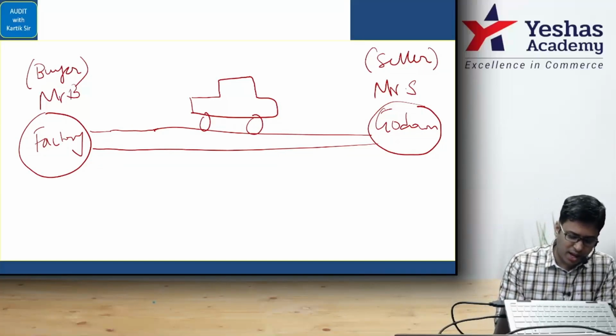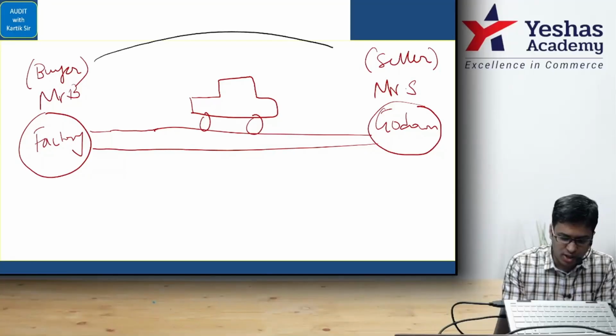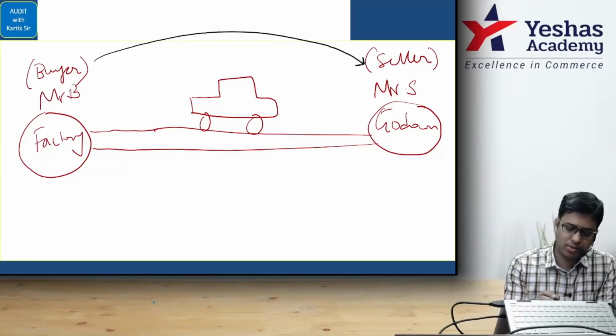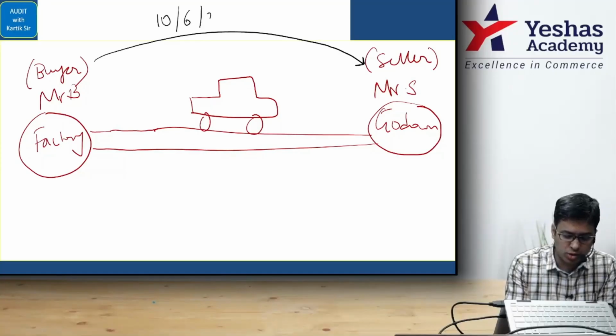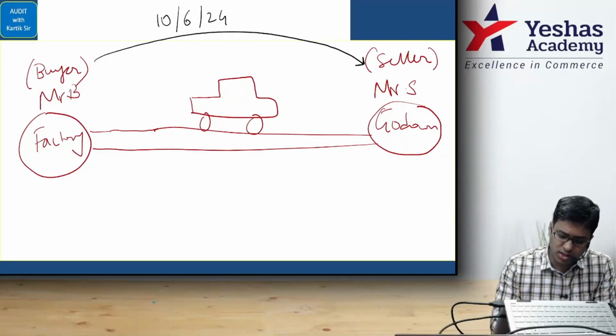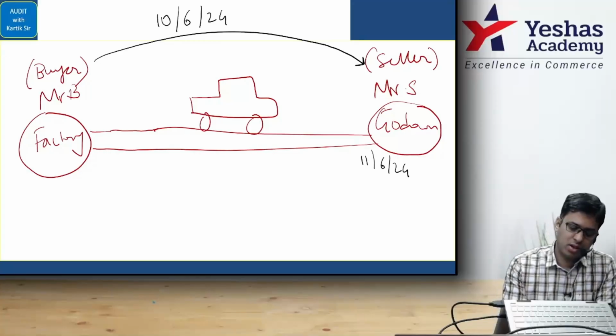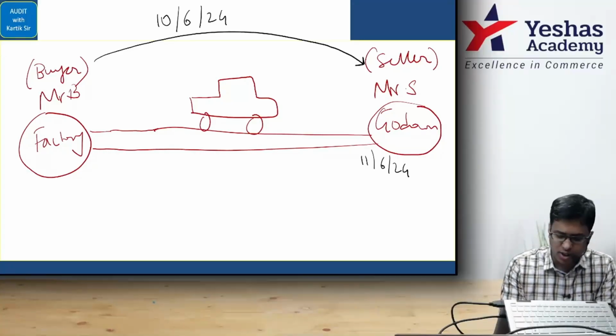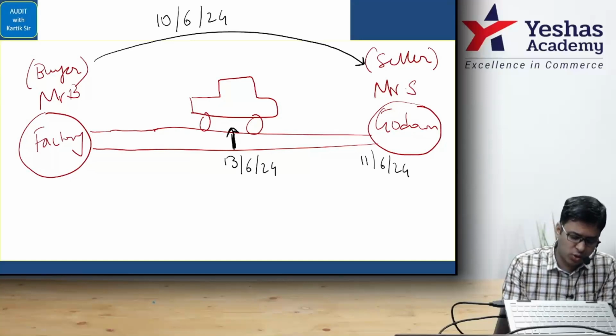The buyer here places the order with the seller on, let's say, 10th of June 2024. The seller here, the goods left his godown on, let's say, 11th of June 2024. It will take 3 days for the truck or the vehicle to travel. The truck is currently here, this date. Currently it is, let's say, 13th of June 2024. It should reach the factory by 14th of June 2024.